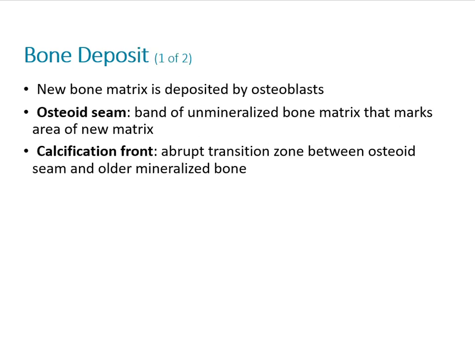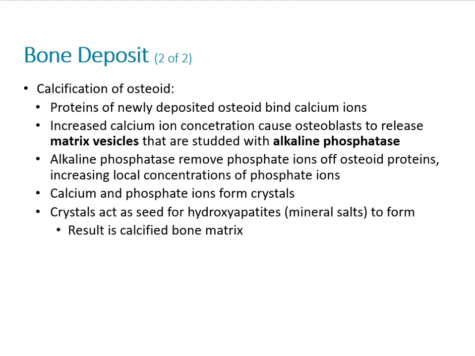So when it comes to bone deposit, we turn actually back to the osteoblasts. Remember, blast cells are building cells, so they can create more unmineralized bone matrix, more osteoid. The area where they create more osteoid is actually known as the osteoid seam. This is just a band of unmineralized bone matrix, so it marks a new area of new matrix. But there's also a calcification front. This is a transition zone between that new osteoid and older mineralized bone.